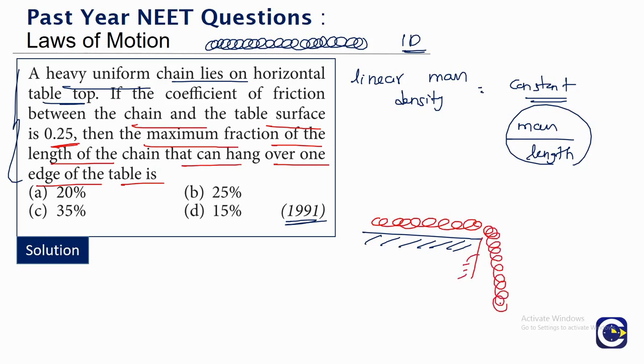They are looking at a condition where, what is the maximum fraction of the length of the chain that can hang when the coefficient of friction between the table surface and the chain is 0.25?